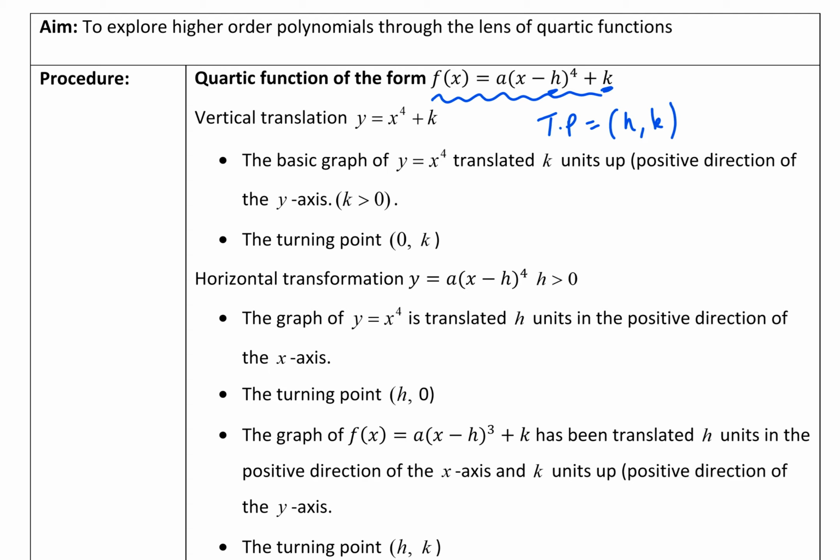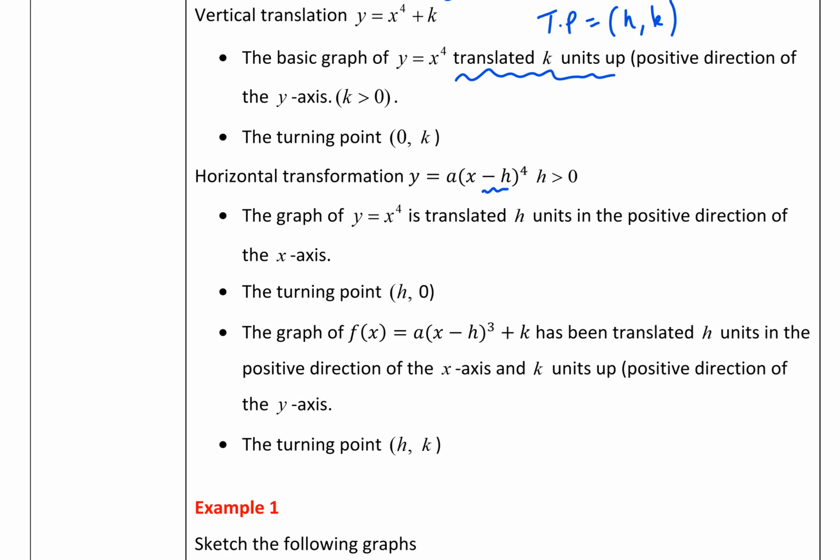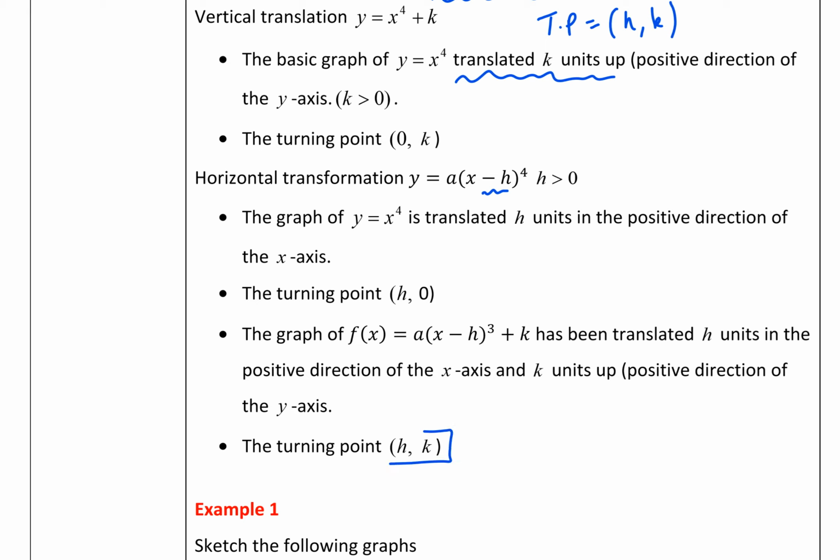It's also true in this form that we can imagine that k is what's been translated. So we could say that it's translated k units in the positive direction of the y-axis, provided k is a positive number. It's also true that h governs our translations along the x-axis. So if we see minus h, we would say that this is translated h units in the positive direction of the x-axis. So the big thing to remember here is that my turning point is at (h, k), and that this graph looks effectively like a more flat parabola.